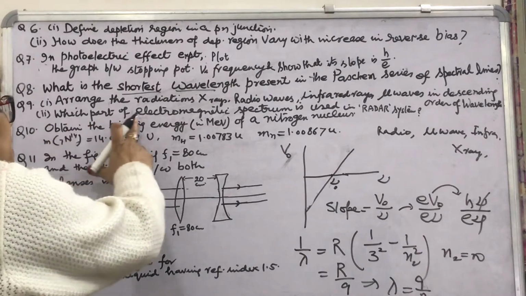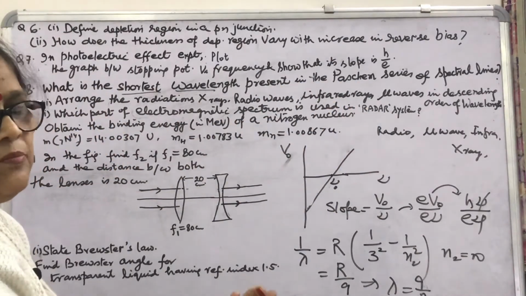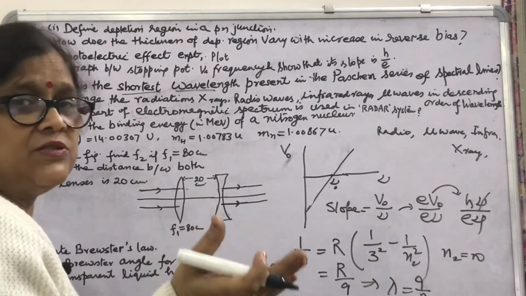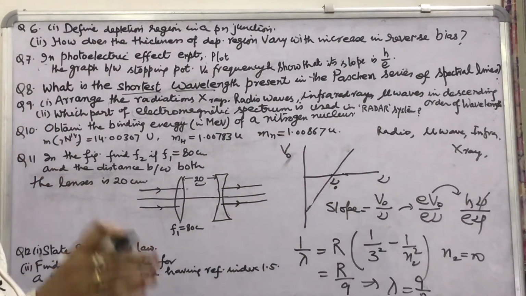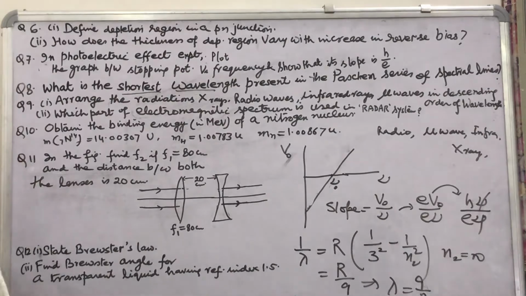Second part: which part of the electromagnetic spectrum is used in the radar system? Simple, you know, microwaves. Learn the applications of the various waves in the electromagnetic spectrum. How are they produced? What are their uses, applications?